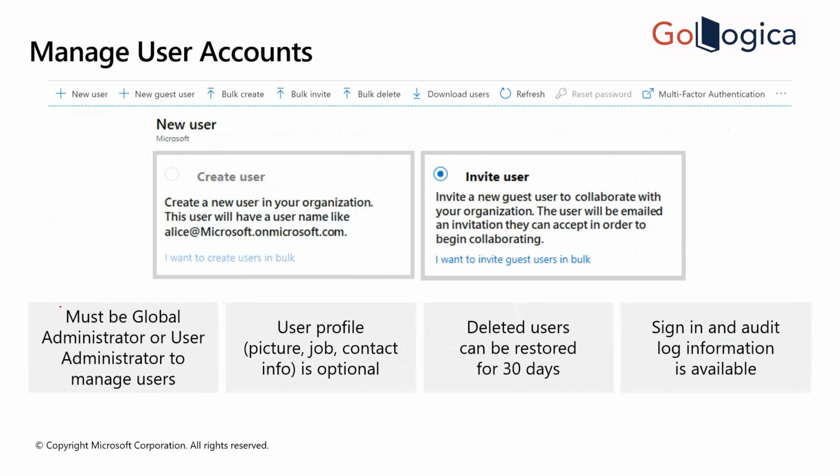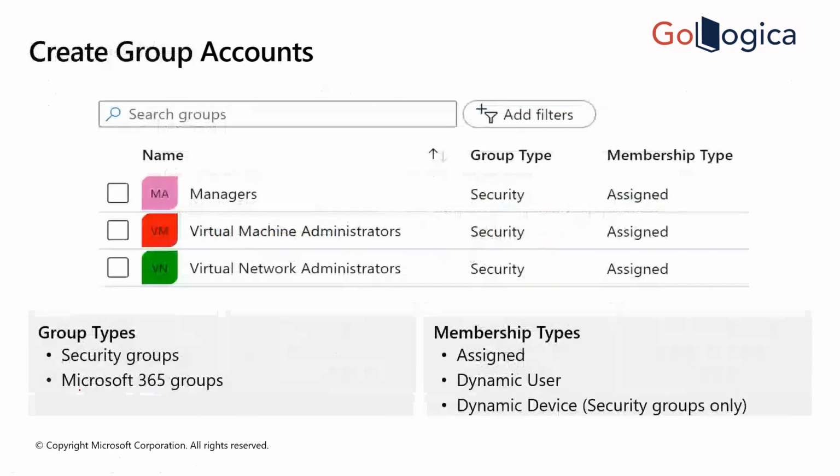Now see this. You must be a global administrator or a user administrator to manage users. This is the role that you need. You should have either a role of global admin or user admin to manage these users. Deleted users can be restored for 30 days. Sign in and audit log information is available. Where did this user try to sign in? Which portal did he try to access? Everything will be visible. That's done.